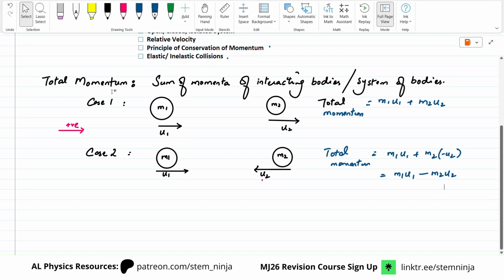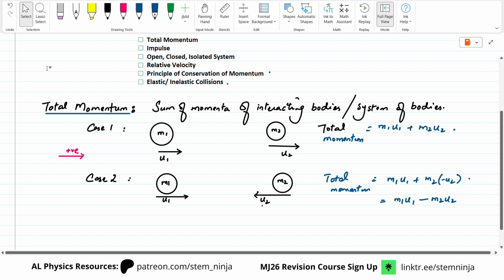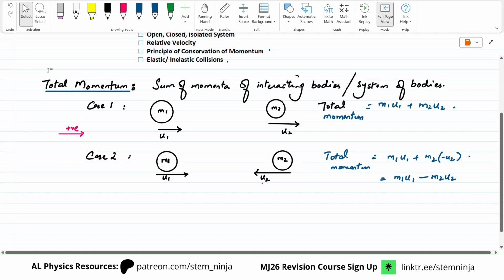So the direction part over here is very important. And we will be dealing with total momentum before and after certain events, such as collisions. But finding or writing the total momentum would be based on these two examples. So wherever the direction is opposite, the momentum will be taken as negative, because momentum itself is a vector quantity.